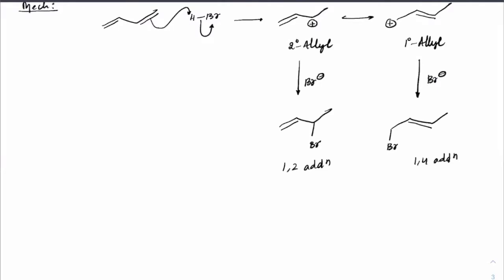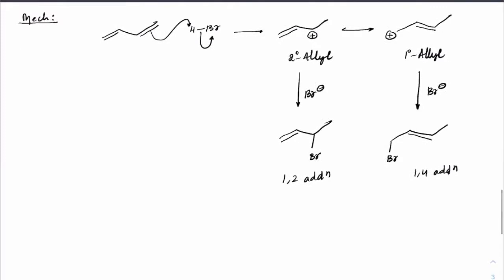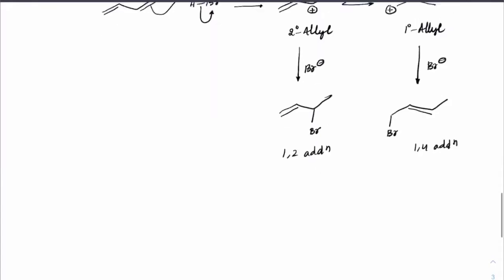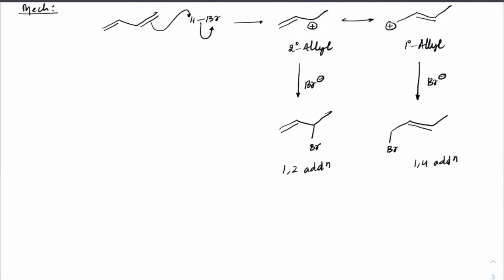Clear, everybody? So the first objective is to make sure how to get 1,2 addition and how to get 1,4 addition. Next, we will see when we have 1,2 addition and 1,4 addition, which will be major and which will be minor, and how it is normally controlled. So let us first focus on understanding what are the 1,2 and 1,4 additions which are forming. Okay, students, now check.